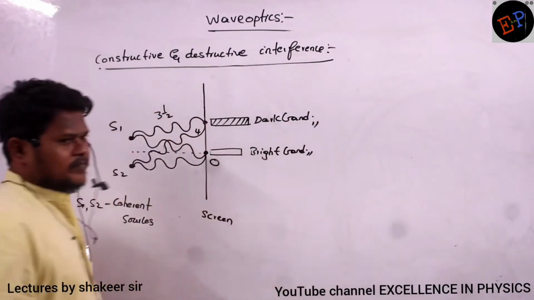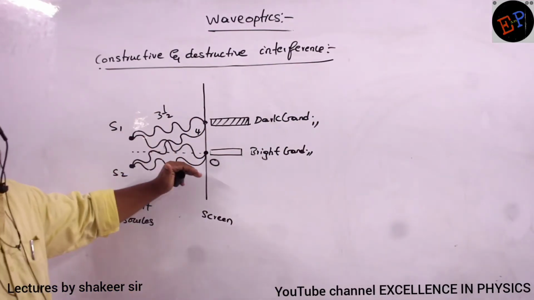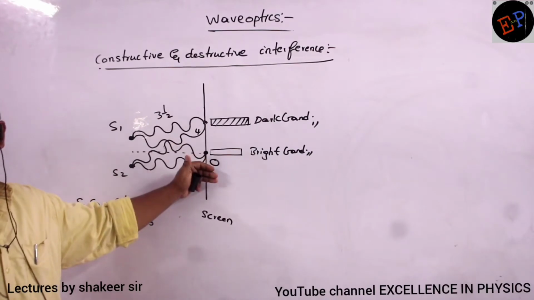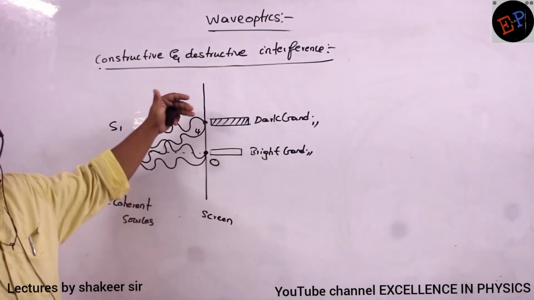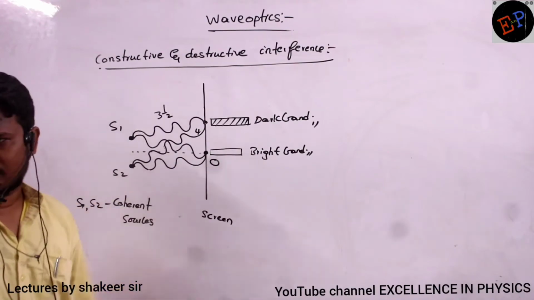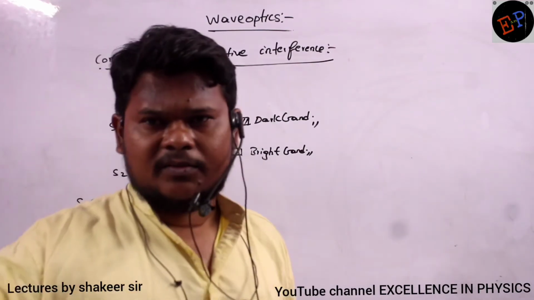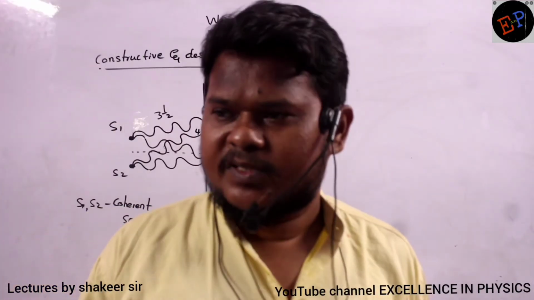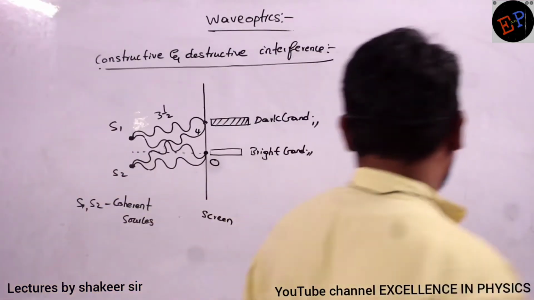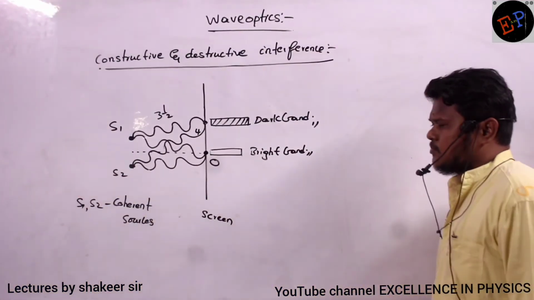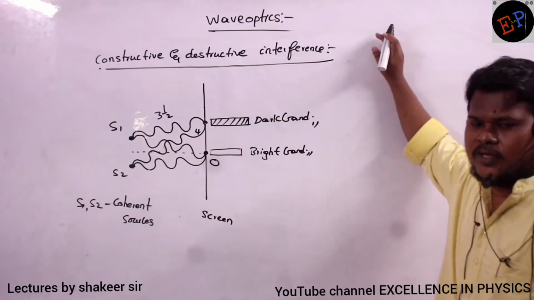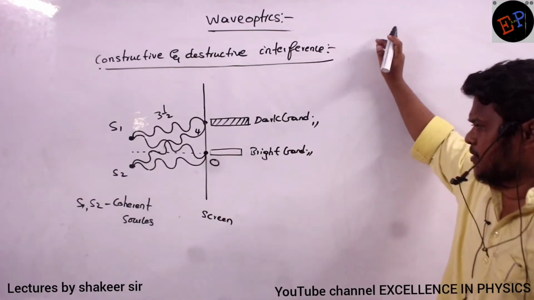Are you able to understand? So like this, continuously you can see a bright band, a dark band, a bright band, a dark band up the screen and down the screen. Bands will keep forming like this on the screen. Is it clear? That's it. Okay. So this is called constructive interference and destructive interference.